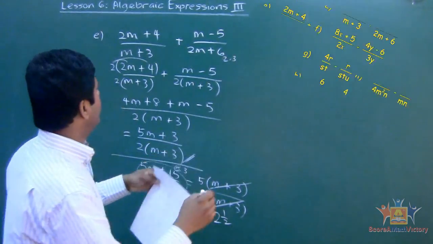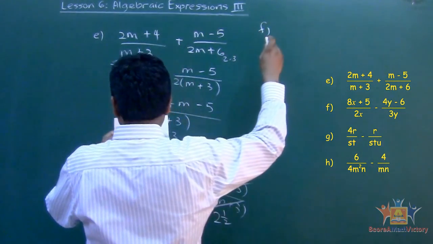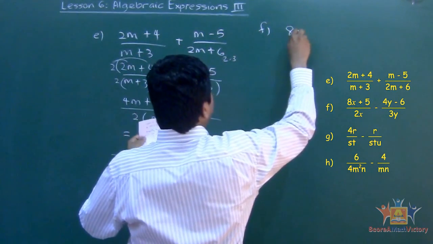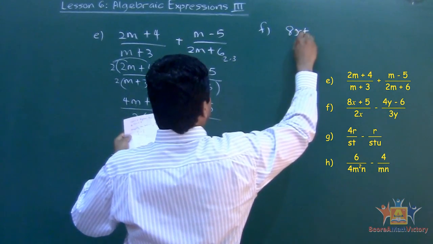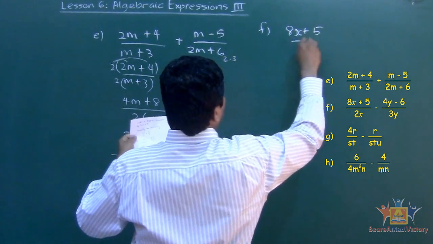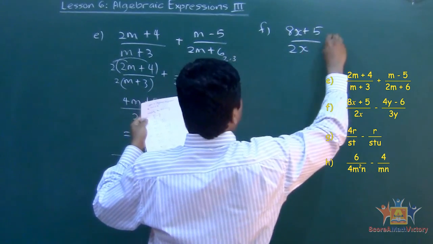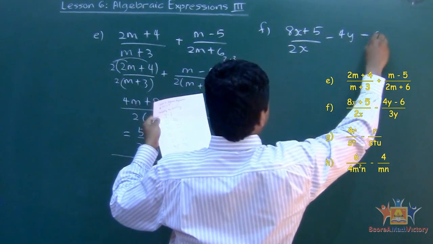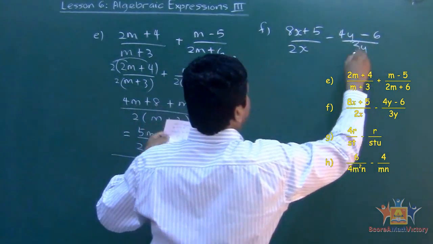Now let's do F. Now F, we're given 8x plus 5 over 2x minus 4y minus 6 over 3y.